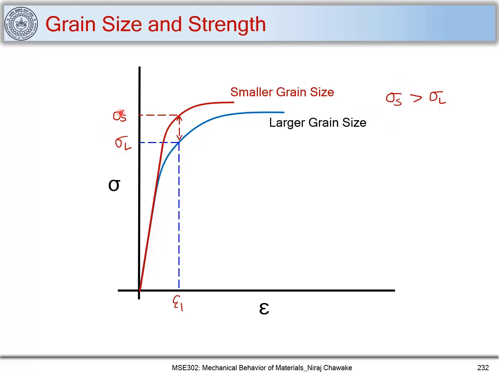This increase in strength because of decrease in grain size is called Hall-Petch strengthening or grain boundary strengthening, because smaller grains have a large volume fraction of grain boundaries and larger grains have a smaller fraction of grain boundaries. We'll be looking at that also. So why does the strength increase with decrease in grain size? That is a question we have to answer.